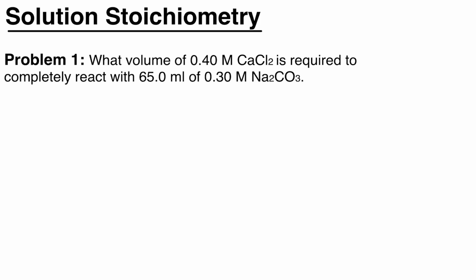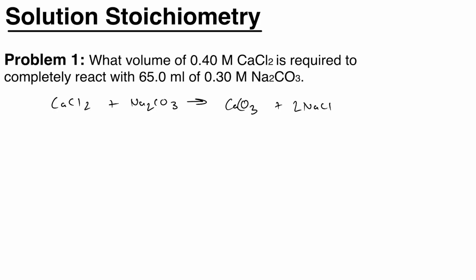So before we start anything, we need to get into the habit of writing our balanced chemical equation, which in this case is going to be CaCl2 plus Na2CO3. And that is going to give us CaCO3 plus NaCl. And to balance this equation, we simply need to put a 2 in front of the NaCl. Now with that in mind, we can start with our calculations.